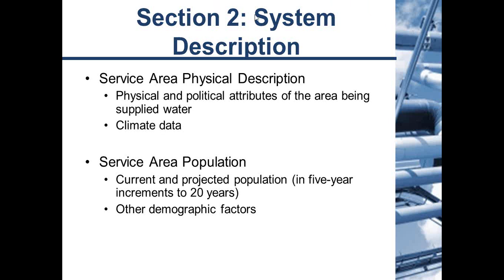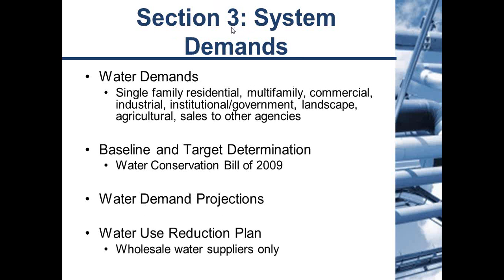Moving on to Section 3, we have system demands. So water demands can be broken down into family, commercial, industrial, government, agricultural, and/or sales to other agencies. This is a detailed description of how the supplier calculates its baseline usage and targets. So for projections for retail users or suppliers, they want to supply water use projection data, and for wholesale suppliers, they want to provide water supply projections to the DWR. Projections can also include system water losses and water use target compliance.